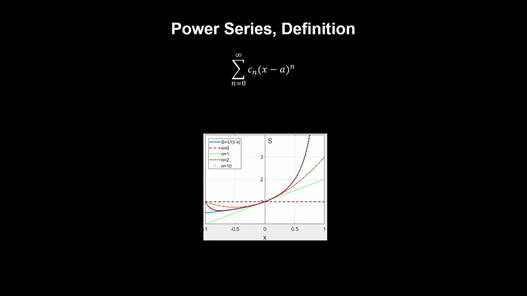A power series has the following form, where the coefficients and a are real numbers, and here we say the power series expansion is centered around a. Now for the special case where a is equal to 0, the power series has the following form, which is expanded as follows.